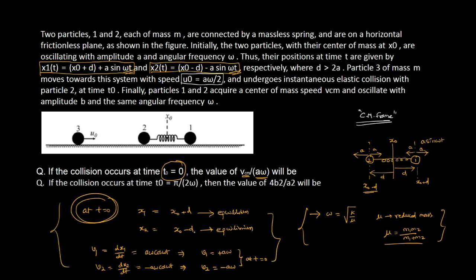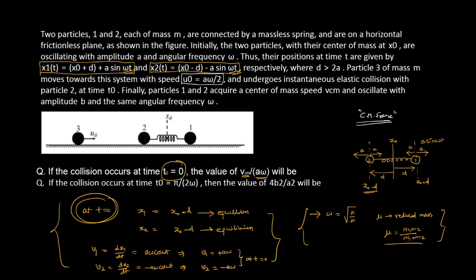Okay, particles are at equilibrium. First particle is having the plus a omega velocity, second particle will have the minus a omega velocity. So this I want to draw here. Now this is the second particle and spring, and this is the first particle. Both are at equilibrium positions. One is x naught plus d and other one is x naught minus d. Now this is having the a omega forward and this is having the a omega backward, because second particle velocity we are getting negative. Okay.